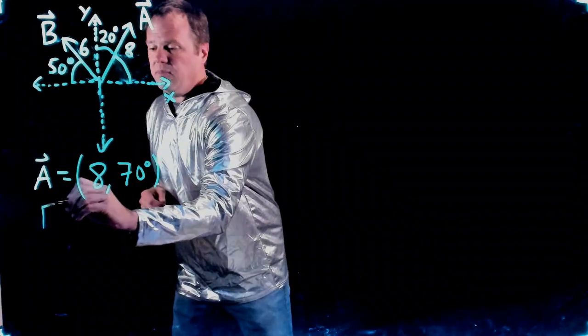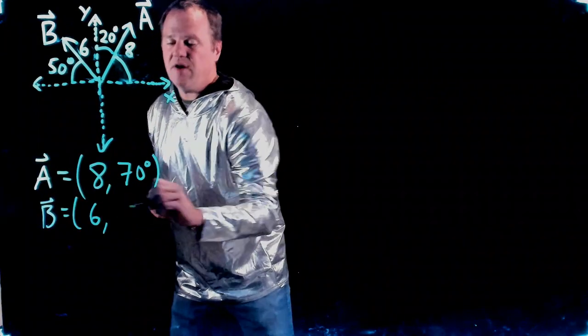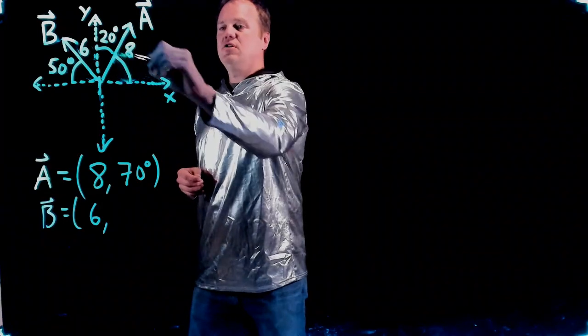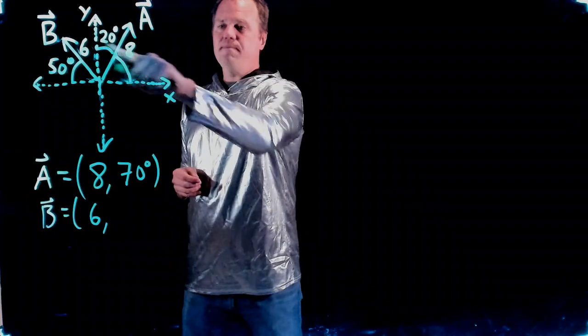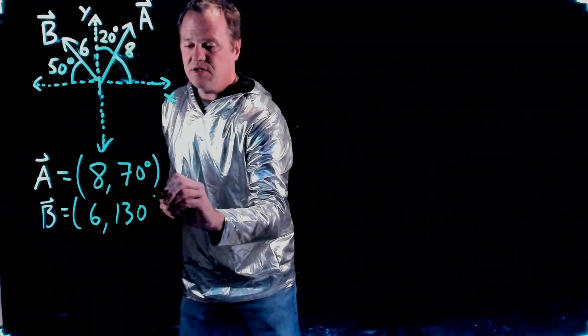So magnitude of 8 and then a direction of this angle right here, which is 70 degrees. And then likewise B, I need to convert its direction to be counterclockwise from positive x. So it's 50 degrees from negative x. So this angle here would be 130 degrees, so just taking 180 minus 50.